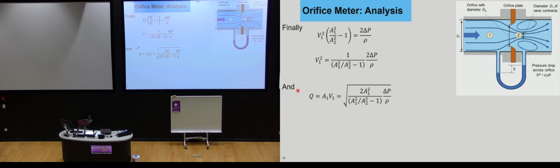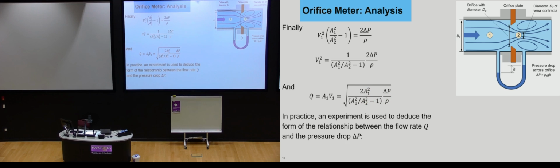Finally, my flow rate is equal to A1 times V1. You can see now I have an expression for the flow rate and also for the velocity in terms of the square root of delta P. This is the main thing. All the other terms are basically geometric or a state property. So what we have at the end of all of that analysis of Bernoulli is that the flow rate Q is equal, basically, to a constant times the square root of the pressure drop.